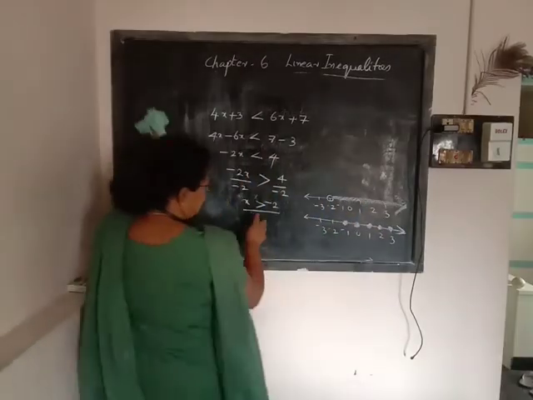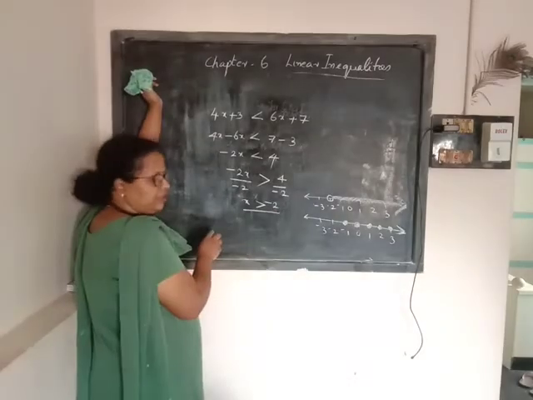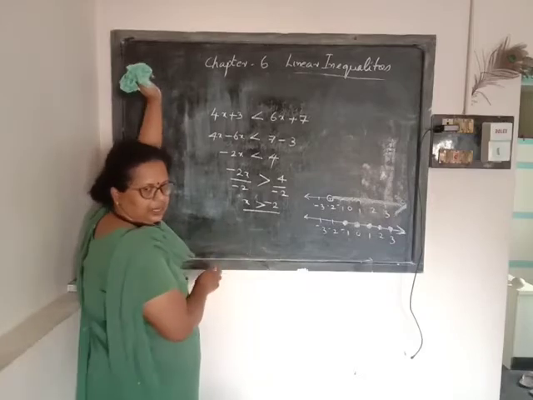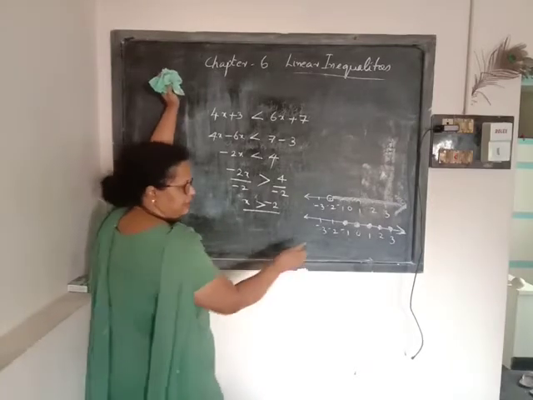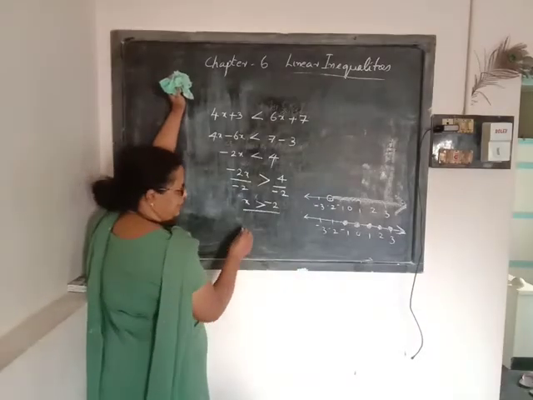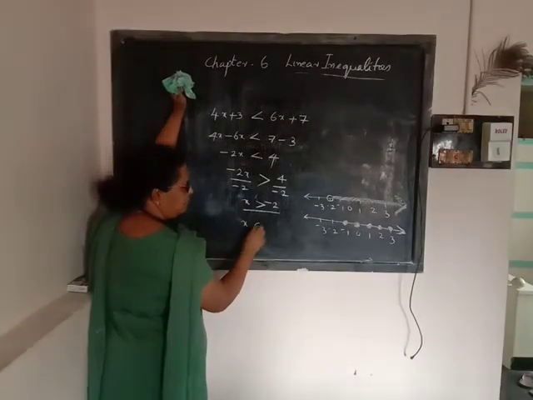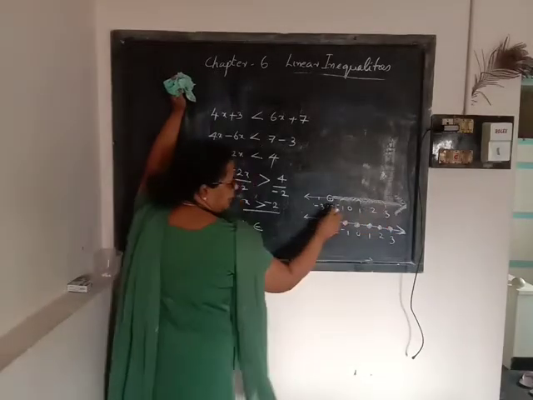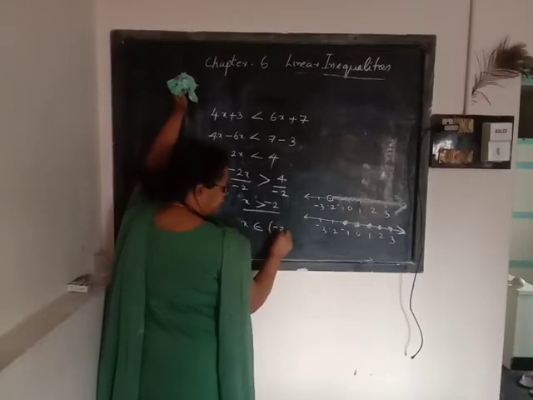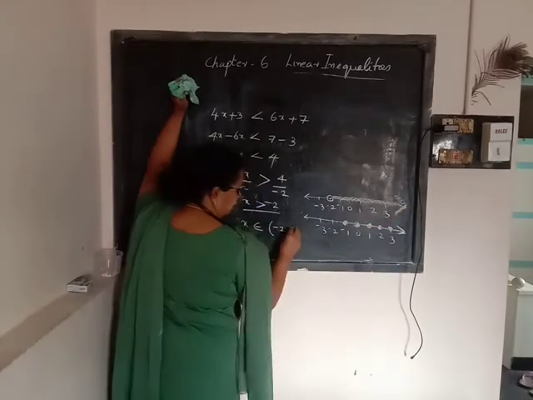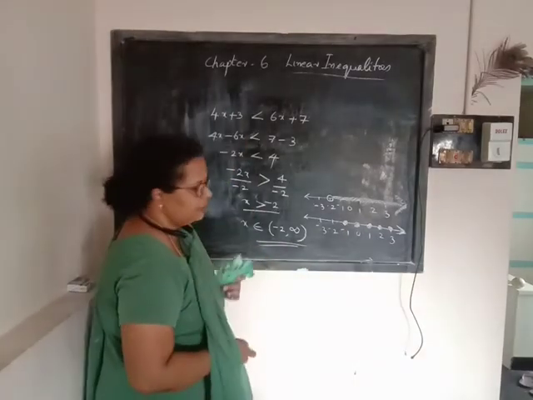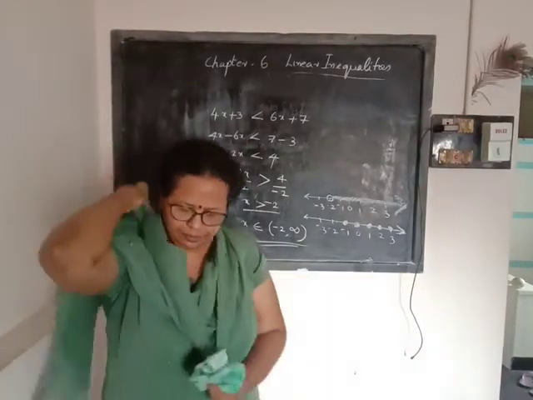And when we write the solution x greater than negative 2 in interval form, how will the answer be? X is an element of what interval? Negative 2 is excluded, so the open interval from negative 2 to positive infinity. Infinity is always open. X is an element of (negative 2, infinity).